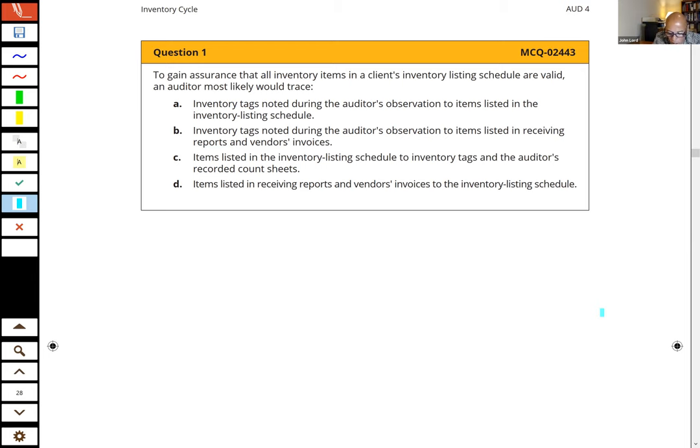And then look what they do. An auditor would most likely trace, but I thought it was vouch for existence. They're asking me about existence and they use the word trace, didn't they? Okay, so don't just memorize trace for existence. Know what you're doing. If we're looking to see that something's valid, it's the existence assertion. And so inventory tags noted to the items, no, that's completeness. You start with the inventory tags and you take them. Inventory tags are the physical items, and taking them back to the inventory listing, that's completeness, isn't it? Okay. Inventory tags.